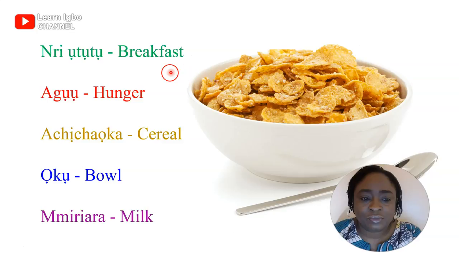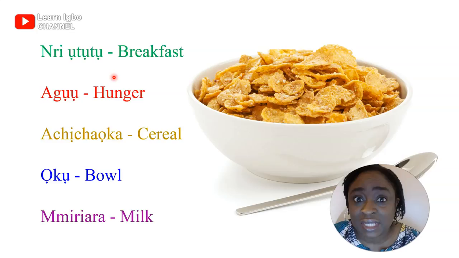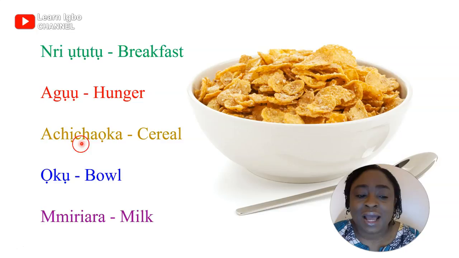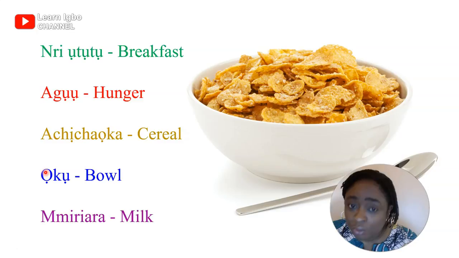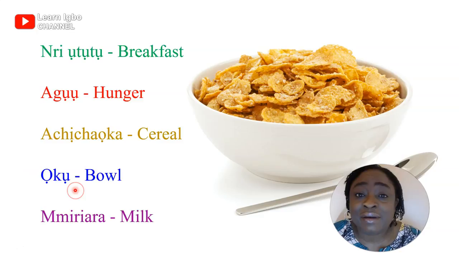So the five main words we are focusing on today in this video are Nri Ututu, breakfast. Ago, hunger. Achịcha Ọka, cereal. Ọkụ, remember Ọkụ, not ọkụ. Ọkụ, low, low. Fire. And then the last one, mmiri ara, milk.